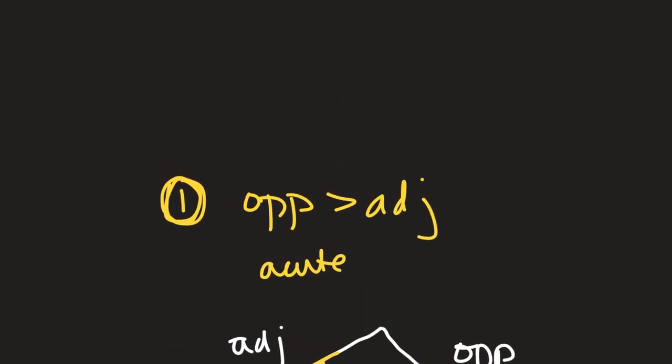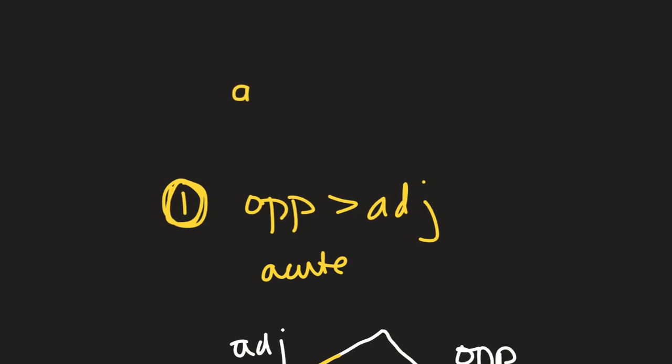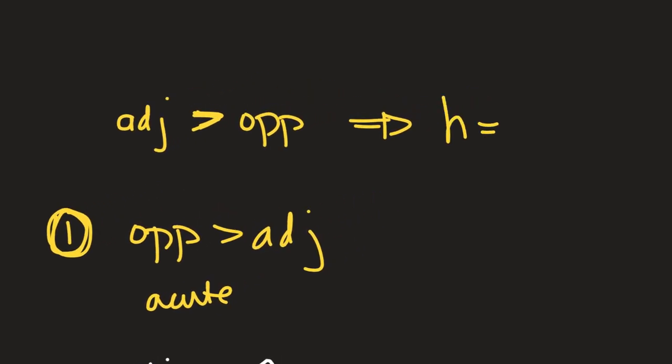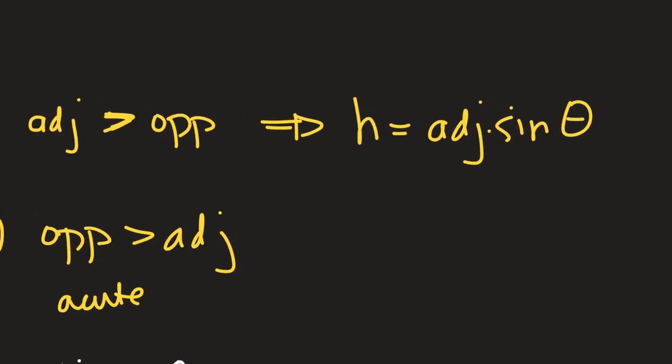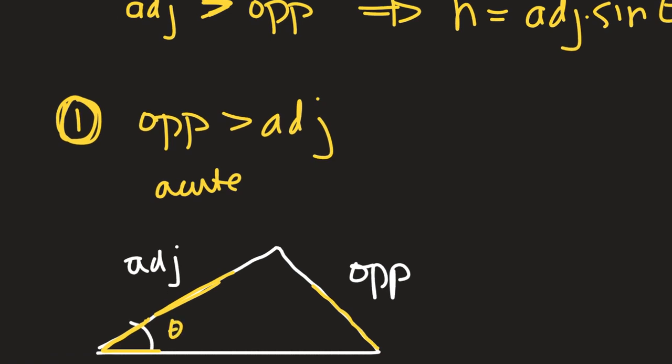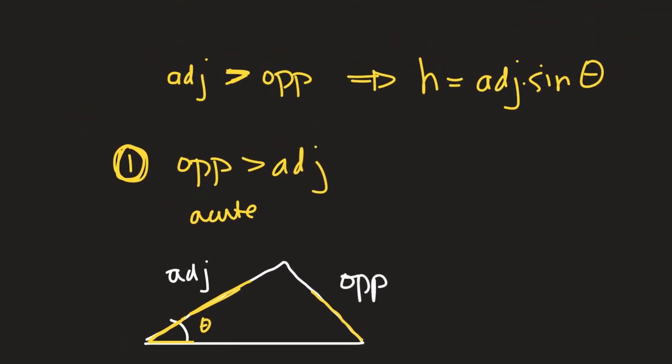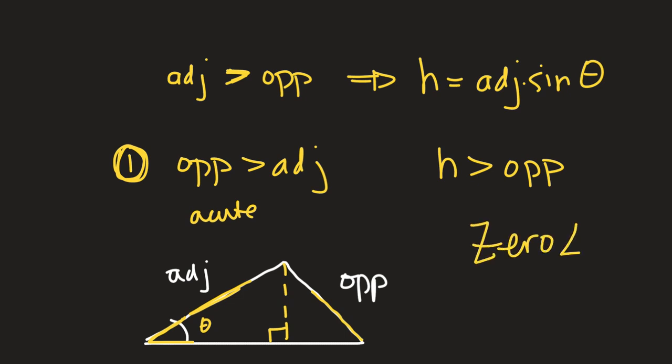Okay. Now the other thing is, what happens if the adjacent side is greater than the opposite side? Which is most of the cases. If the adjacent side is greater than the opposite side, then we need to calculate the height of our triangle. We always do that by taking the adjacent side and multiplying it by the sine of your angle. That's going to tell us what the height of our triangle is, which will tell us some other things. Okay, so if the height is greater than the opposite side, then we have 0 triangles possible.